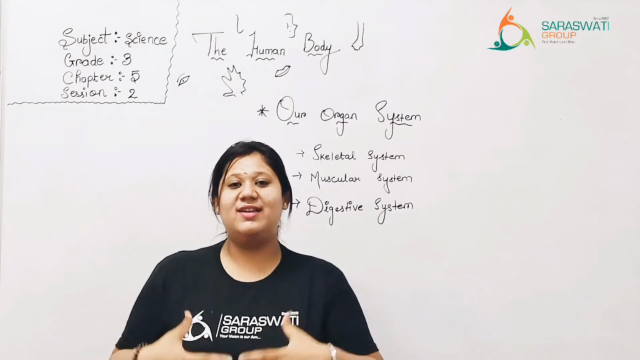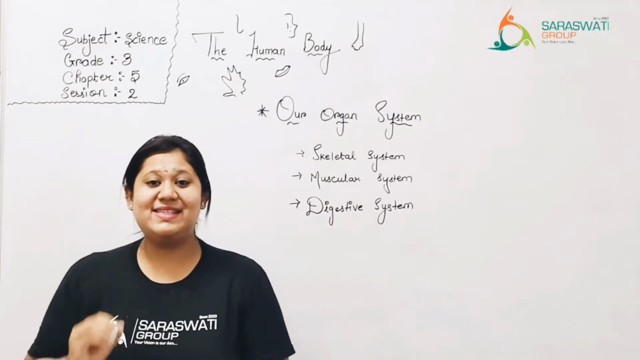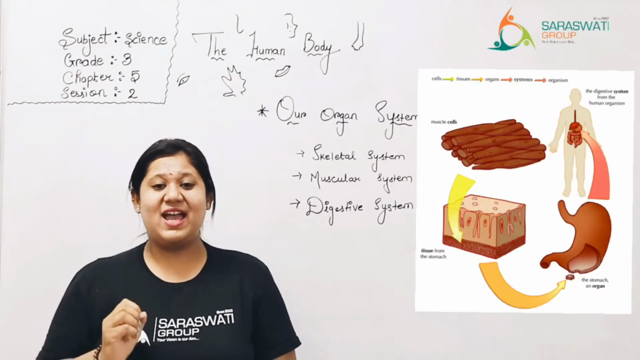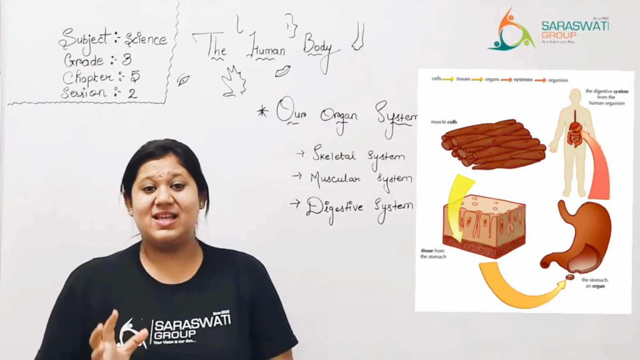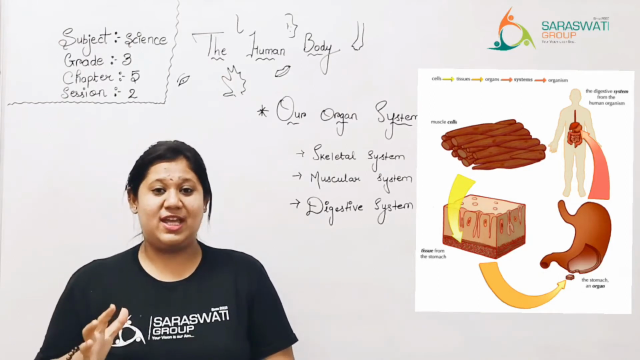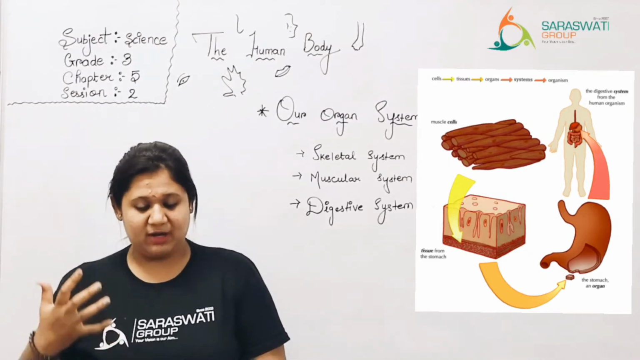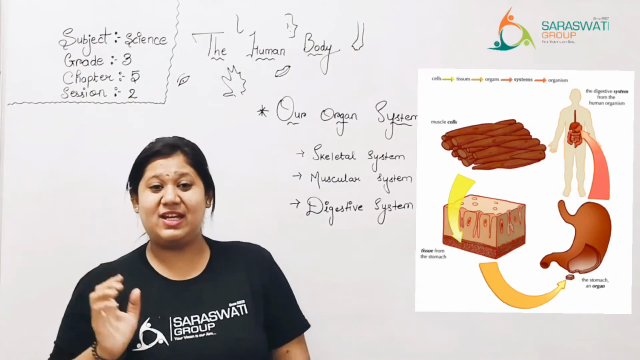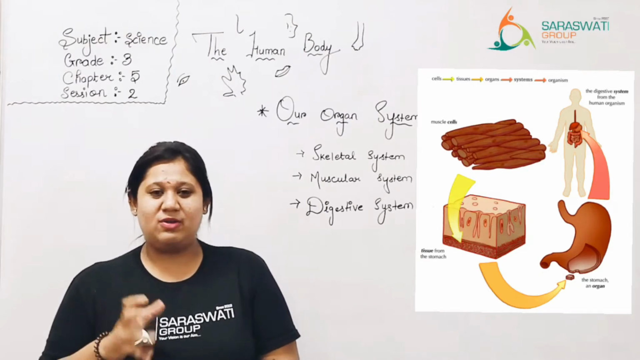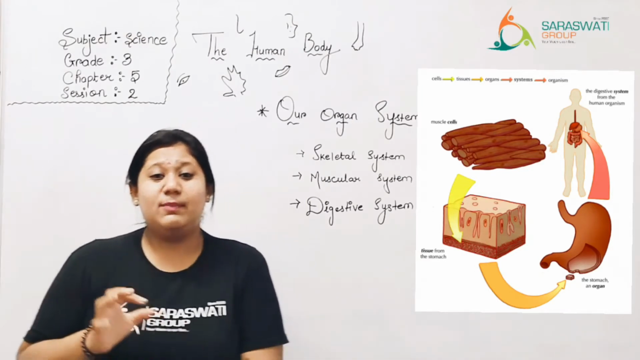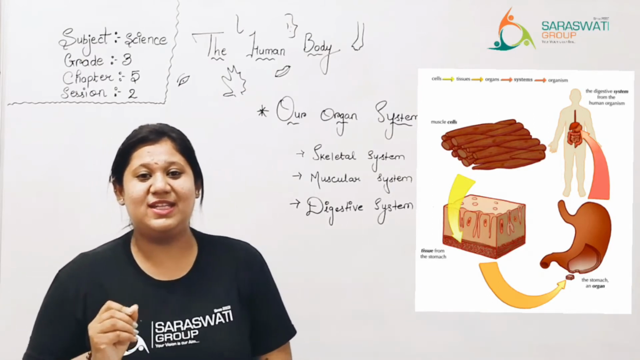Kids, our organ system, right? Our body consists of many cells. Do you have any idea that our body is made up of so many cells? Cells are the smallest entity of our body. पूरी की पूरी बॉडी हमारी सेल्स से बनी होती है.